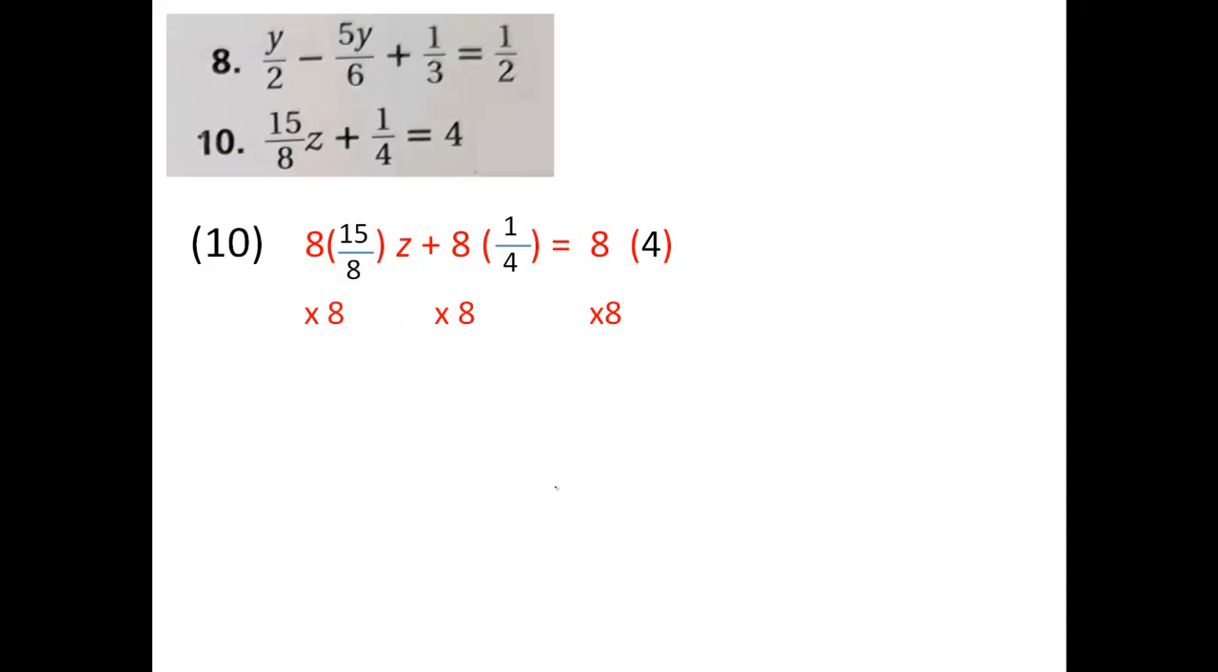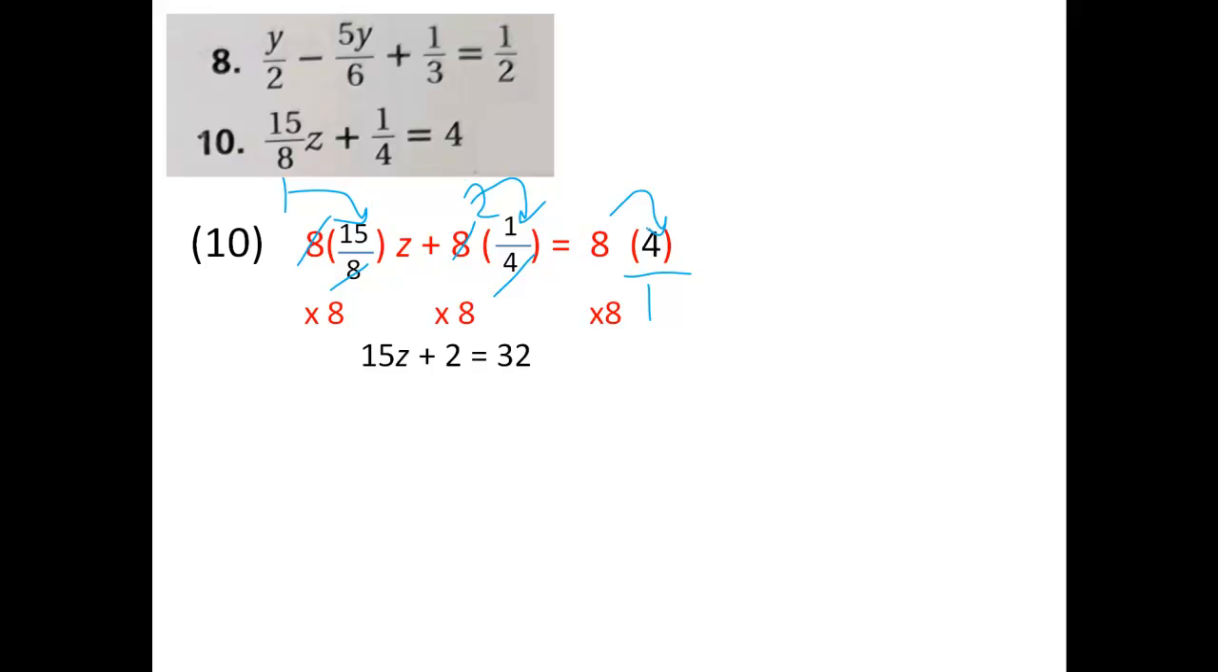Then let's simplify. 8 goes out with 8 and we will have 1. 8 divided by 8 is 1. 8 divided by 4 is 2. And this 4 is over 1, so 8 divided by 1 is 8. Is that correct? Then we will multiply. 1 multiplies 15, 2 multiplies 1, and 8 multiplies 4. So it will be 15z, and 2, and 8 multiplies 4 is 32.